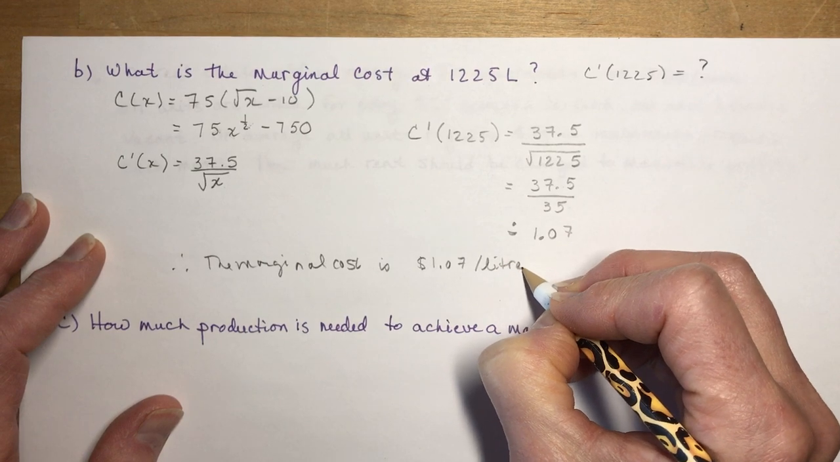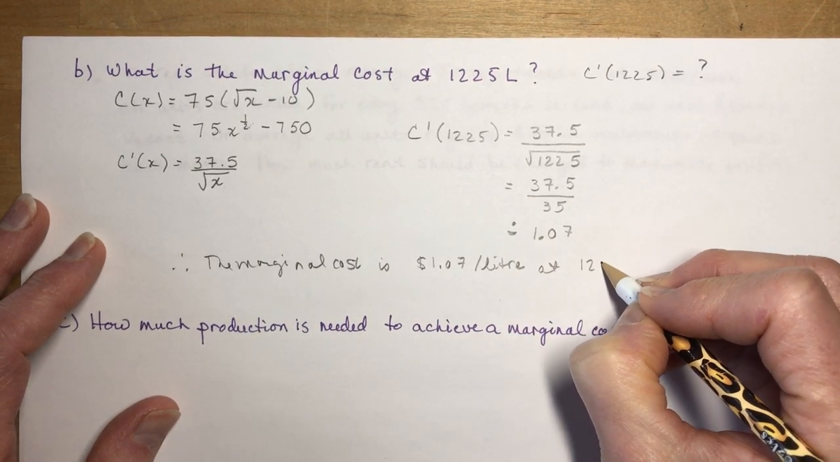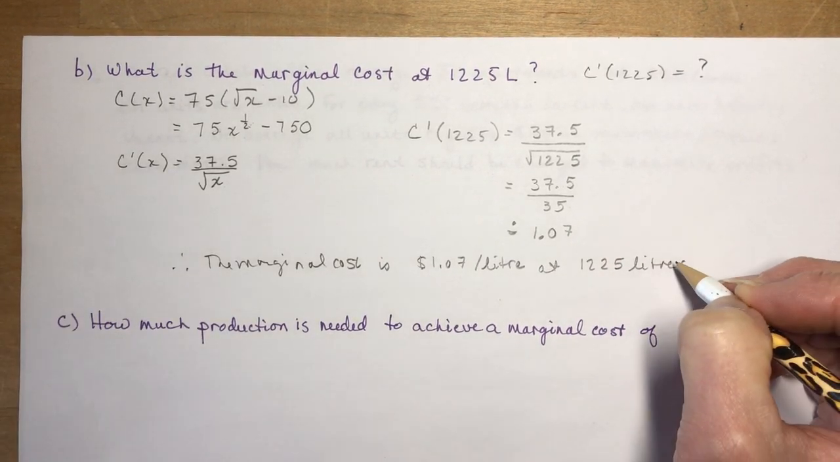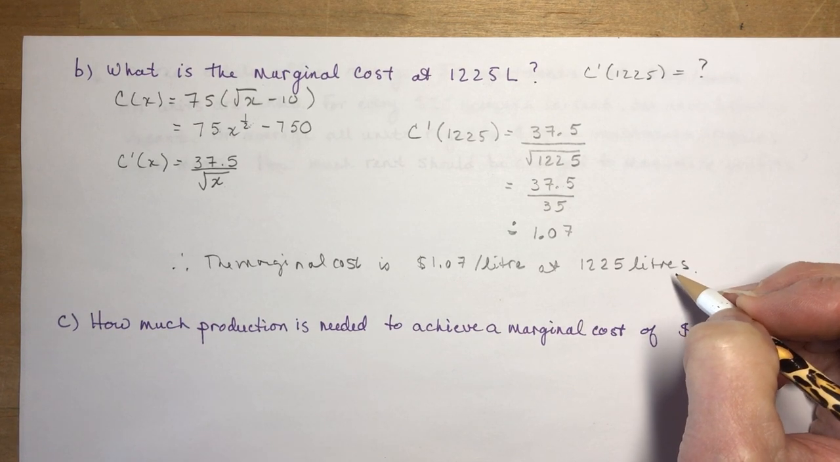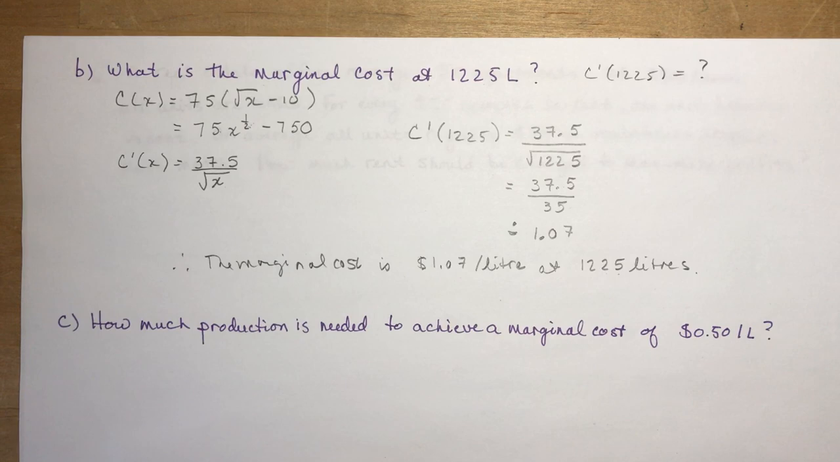I'm going to write it out this time. At 1,225 liters. Okay, so at that very point. Remember, we're finding the slope of a tangent to the curve at 1225.